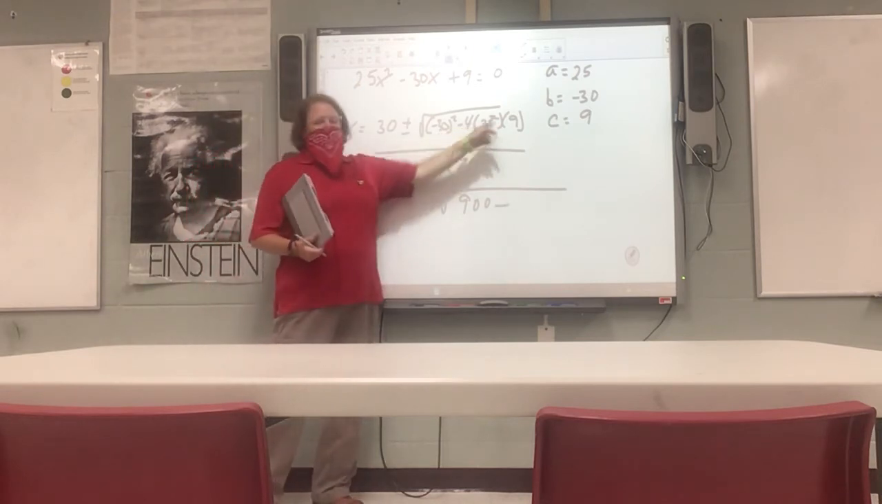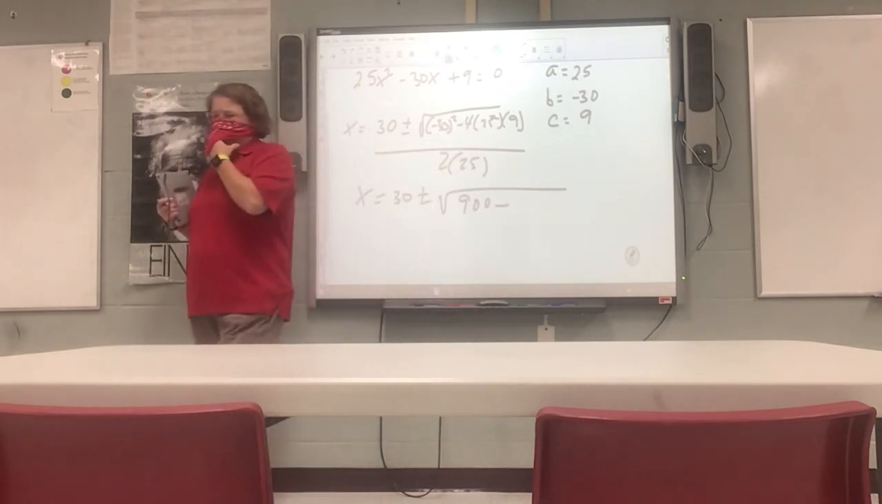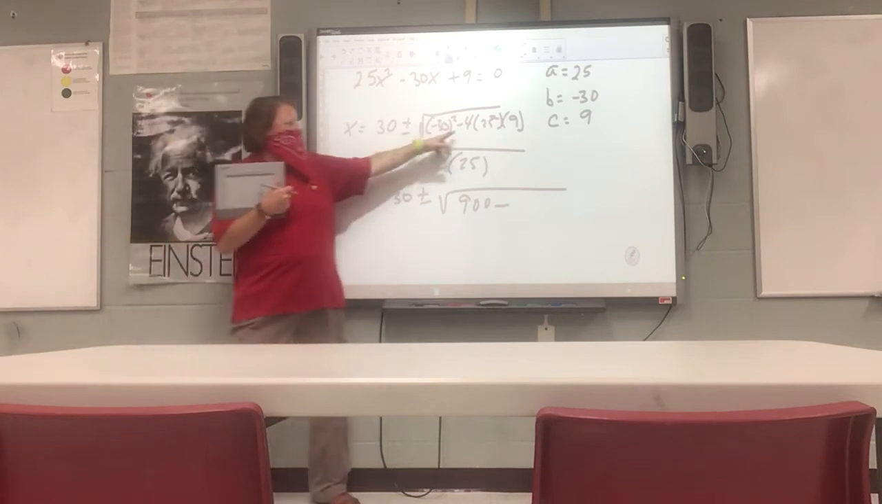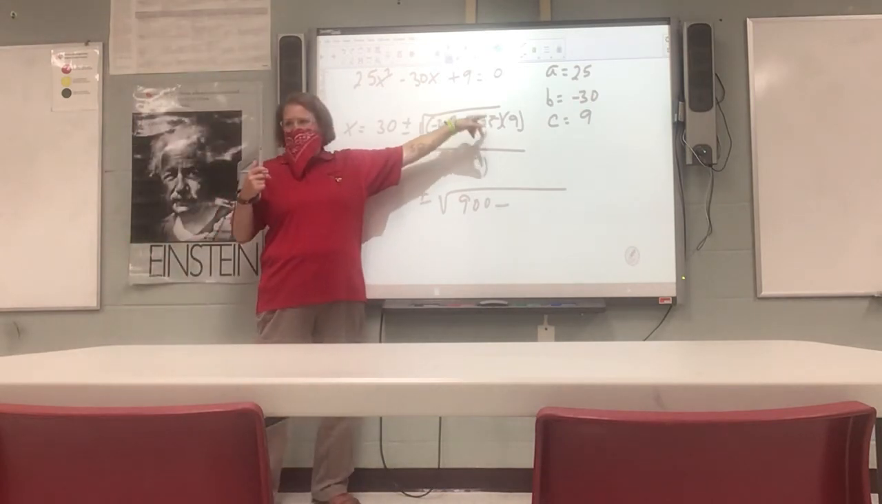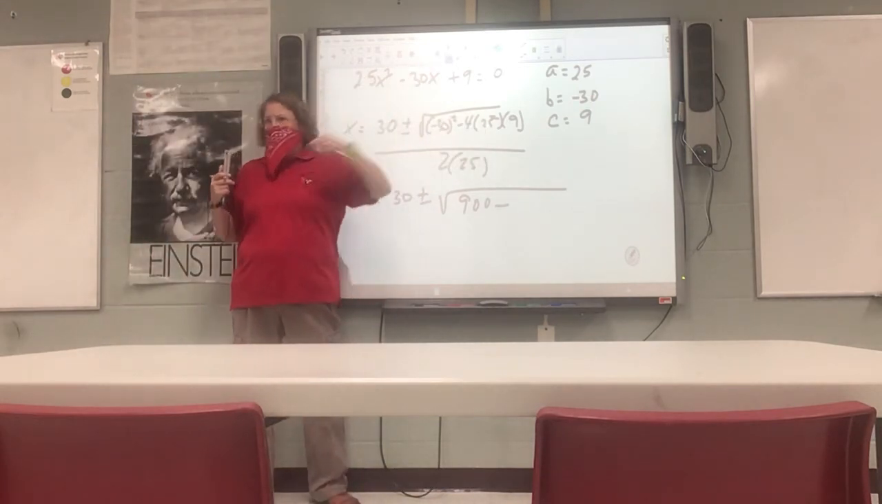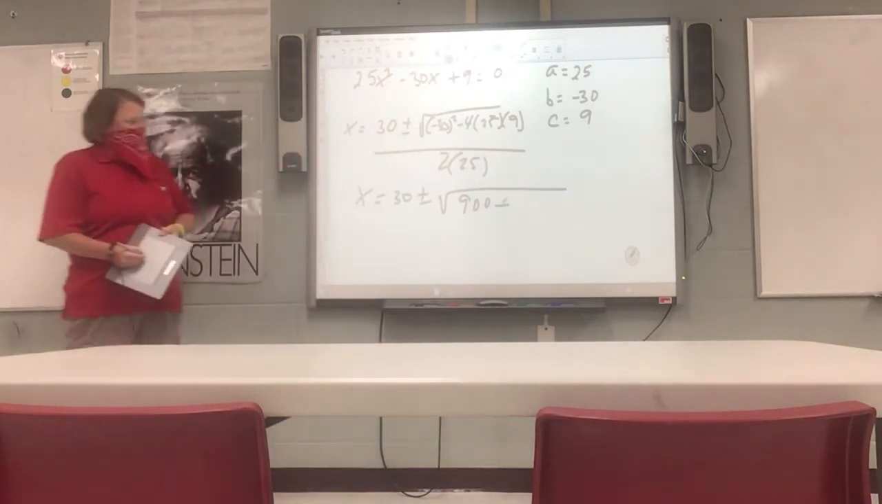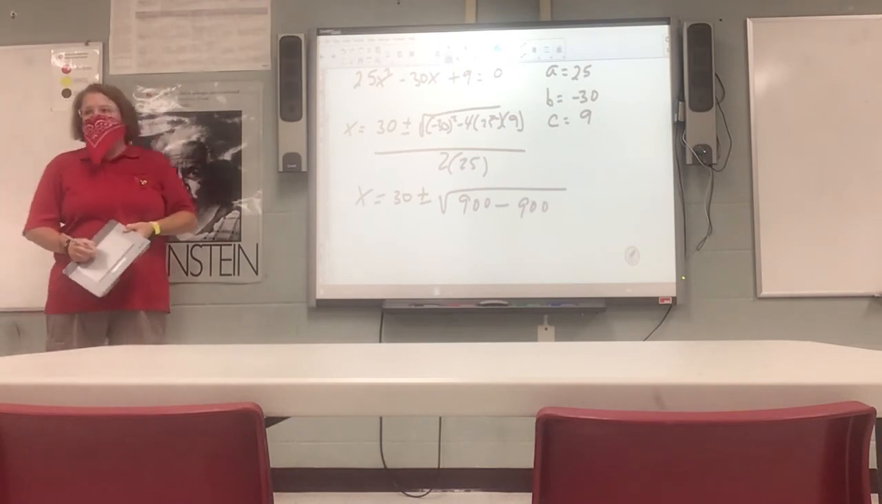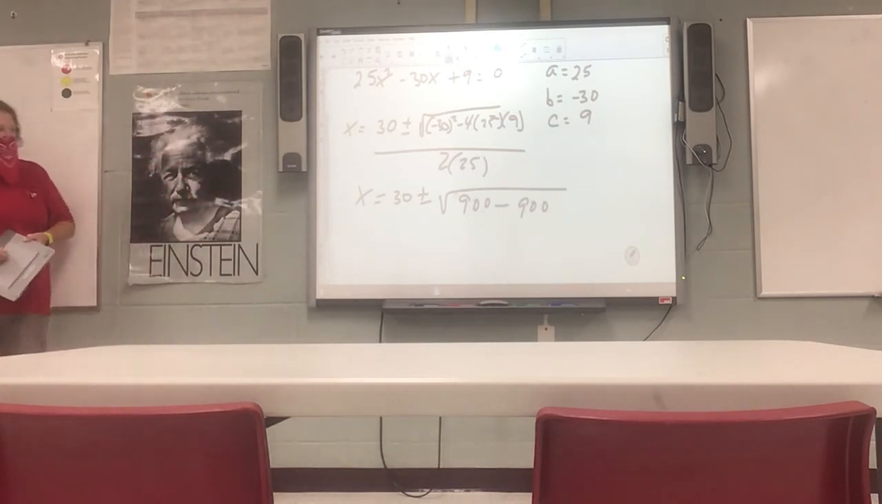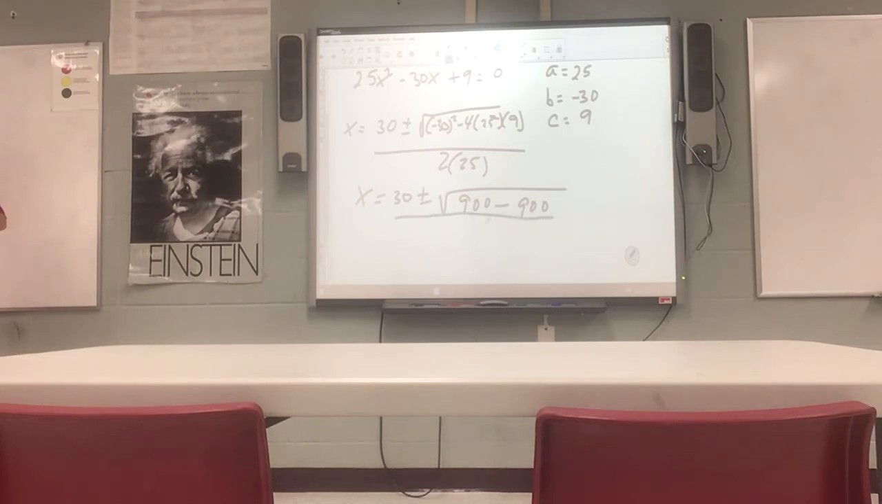And this looks hard to multiply, and if you need a calculator, it's okay, but it's really not, because negative 4 times 25, 4 times 25 is 100, so you got negative 100 times 9, which is negative 900. Hey, look at that. We scared of some big numbers, but that's fixing to take care of itself, isn't it? 2 times 25 is 50 on the bottom.